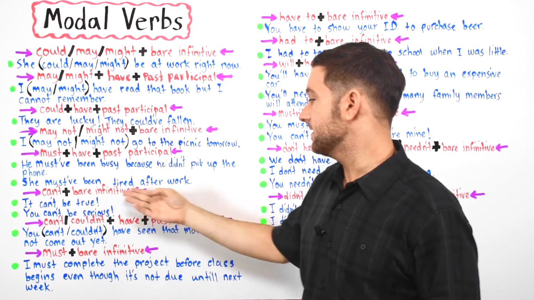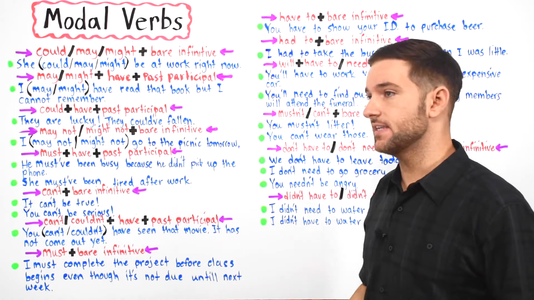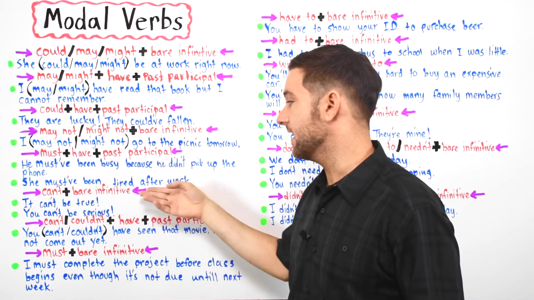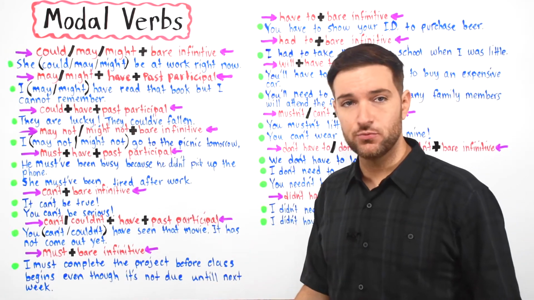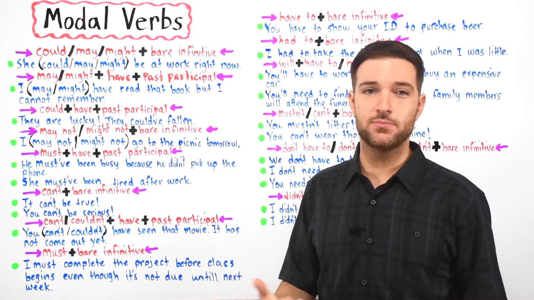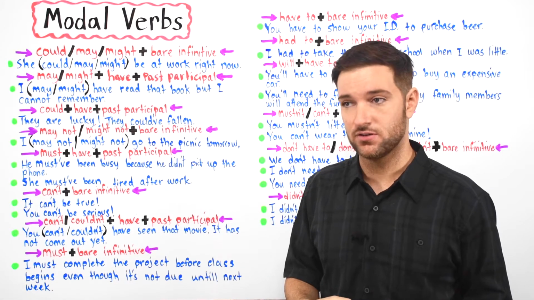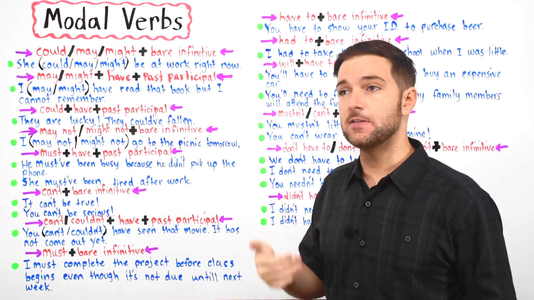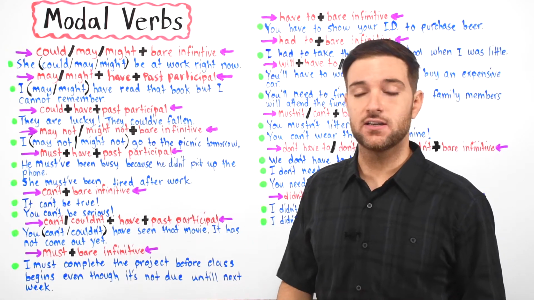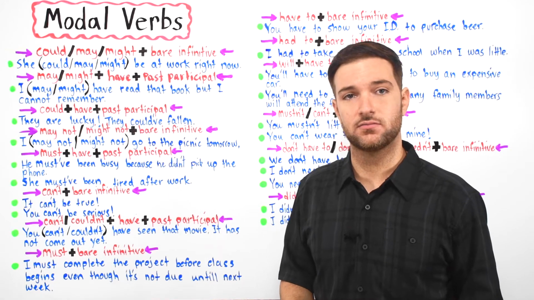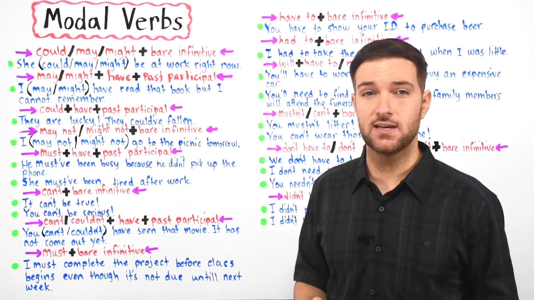Also, she must have been tired after work. Okay, same sort of thing. She must have been tired. You know, we're making a deduction that she works all day, and when she goes home, she's probably very, very tired. So we're talking about the past. She must have been tired yesterday because she didn't come to the restaurant with her friends. Okay, so we're making a deduction in this case.